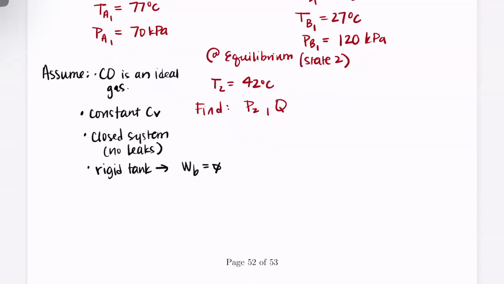So we want to find P and we also want to find Q. We're going to use two different governing equations to sort those things out. So to find P, what do you think we should use? What governing equation should we use? We talked about it a lot today. So we're going to use the ideal gas law.